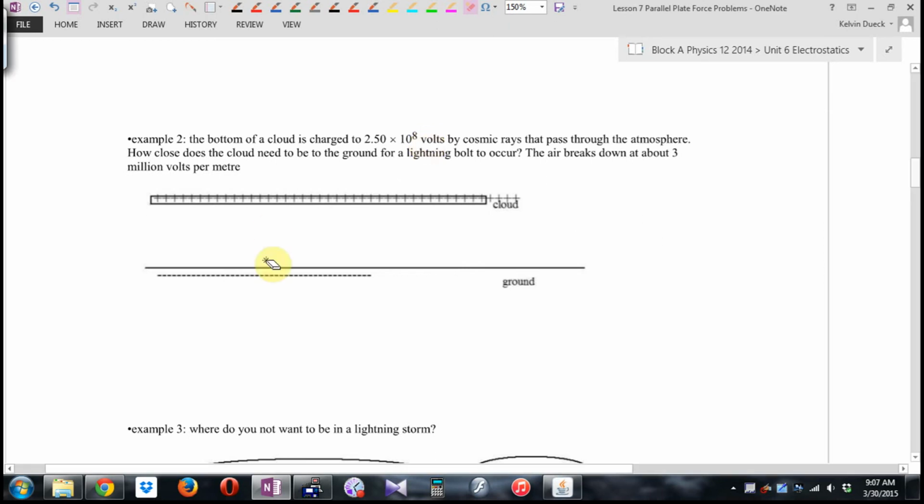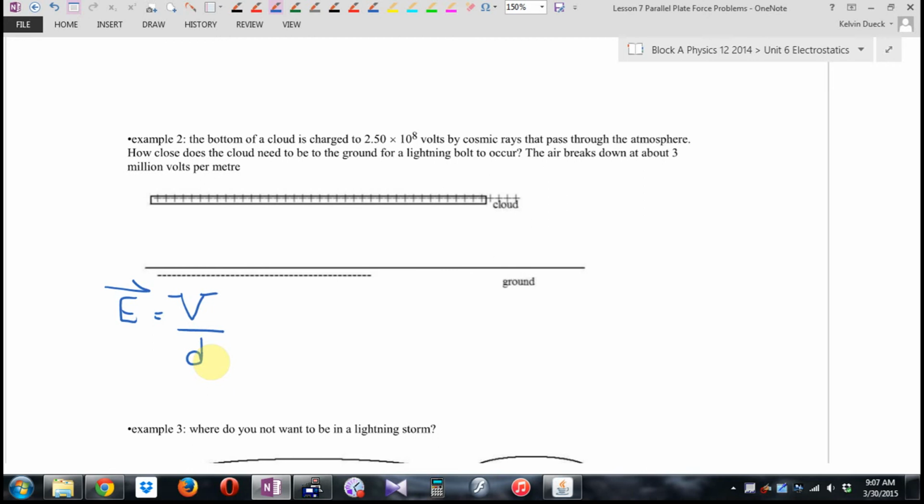So this is a parallel plate. This is positive. This is negative. We know that for parallel plates, electric field is given by the voltage divided by how far apart the plates are. What does this question want me to find? Electric field, voltage, or distance? Distance. Let's get the d by itself.